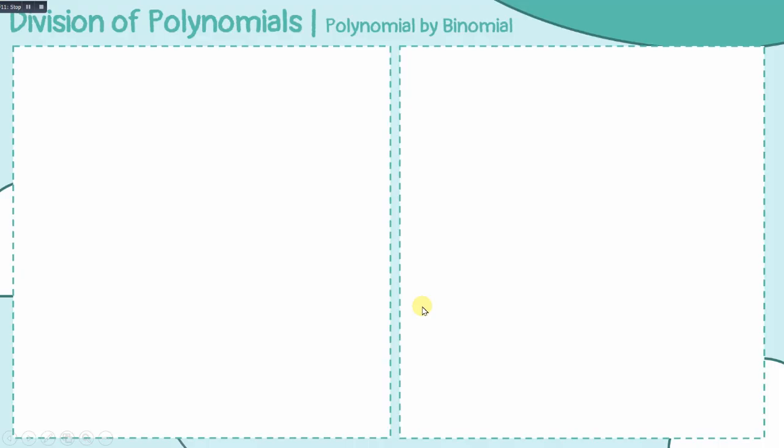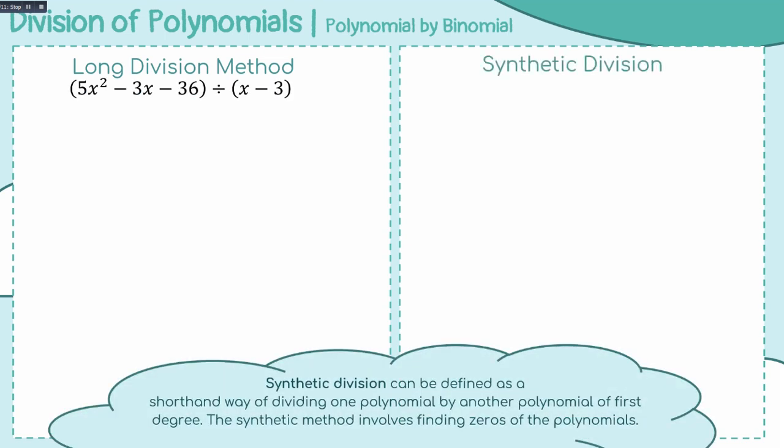So here is the example. Actually, it involves two methods in dividing polynomials. We have the long division method and also the synthetic division. I will be showing you the two methods in dividing polynomials. The first one will be using the long division method.